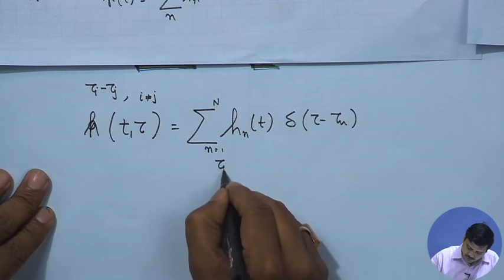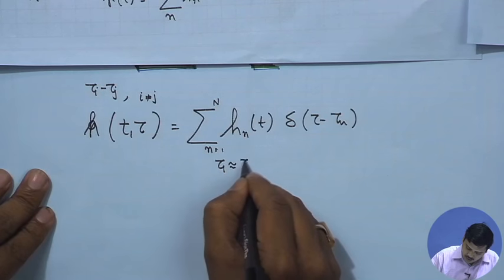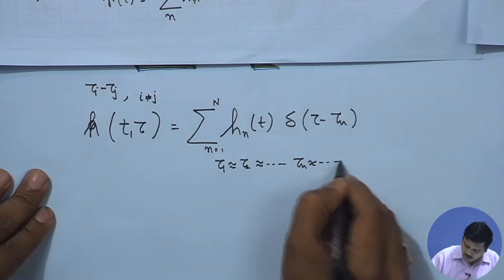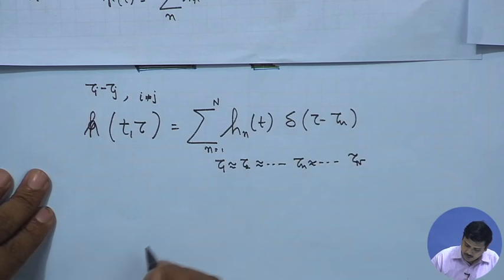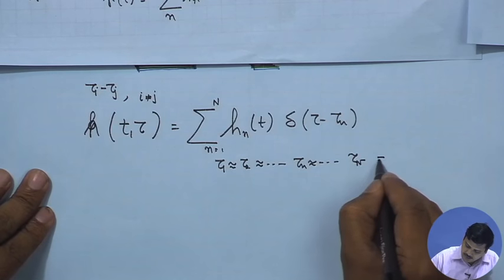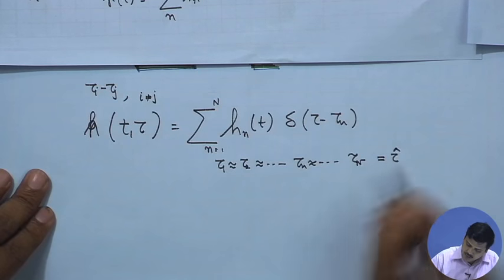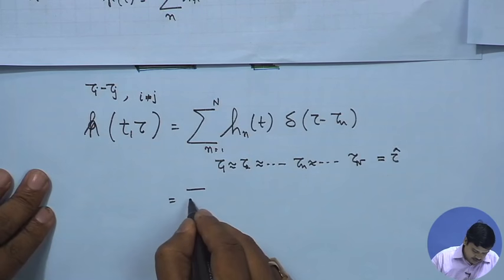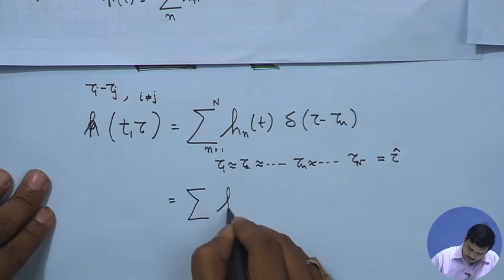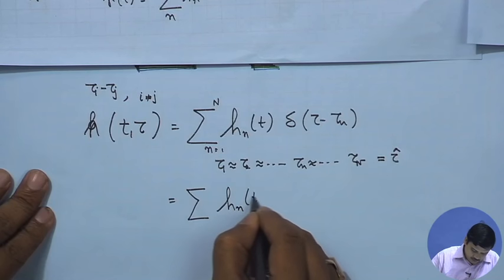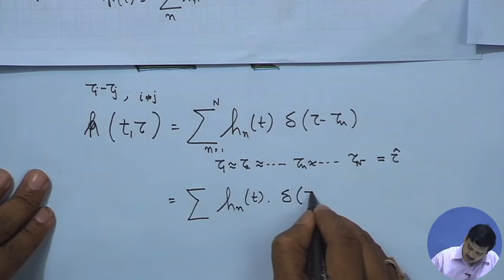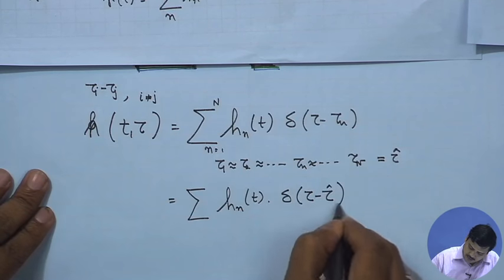Now, since we have written that let tau 1 is almost equal to tau 2 is almost equal to tau n is almost equal to tau capital N, and let that be equal to some tau cap, then we could write this as equal to h n of t multiplied by delta tau minus tau cap.